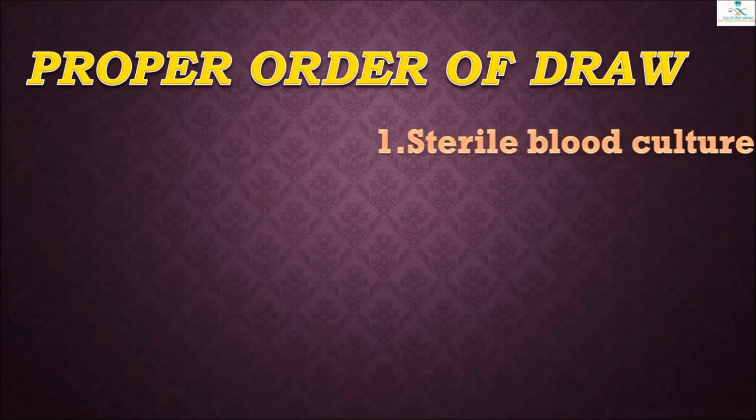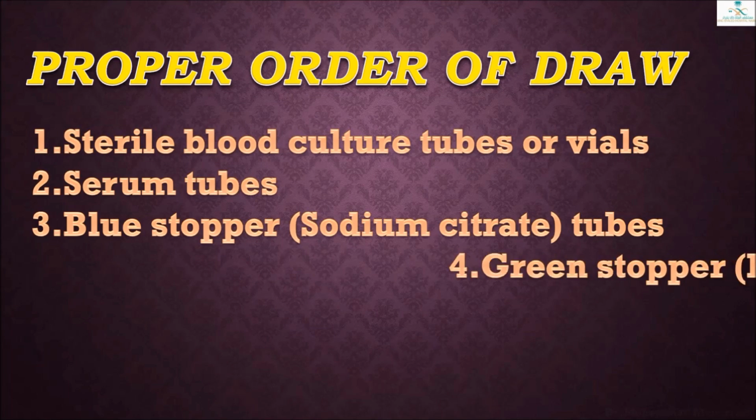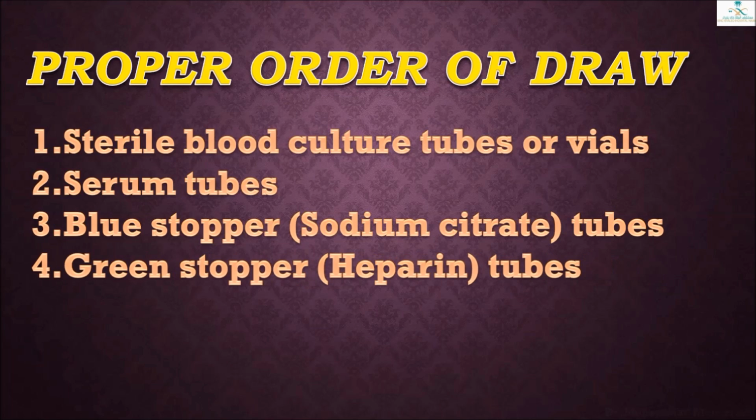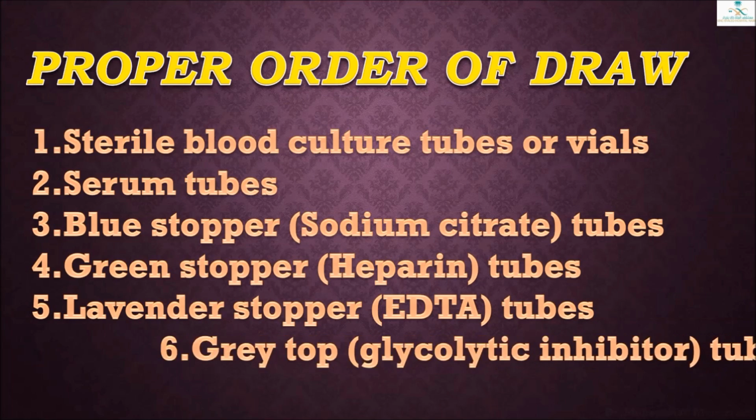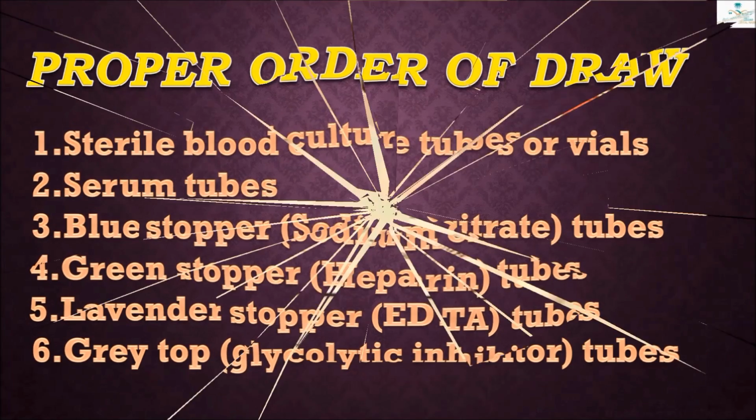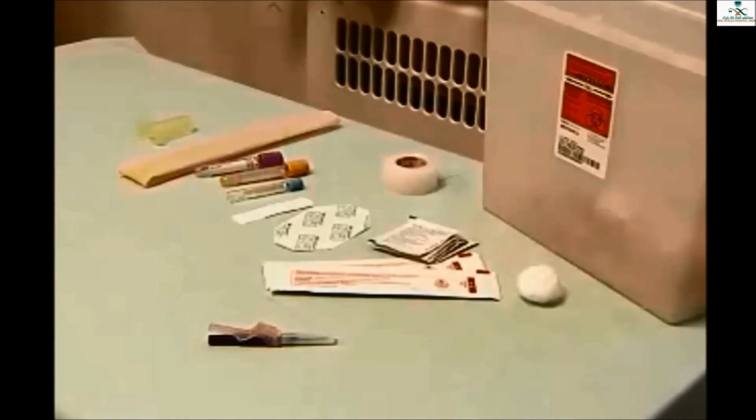Order of draw. First start with sterile blood culture tubes or vials, serum tubes, then blue stopper tubes, then green stopper tubes, then lavender stopper tubes, and lastly gray top tubes. The next video summarizes safe and proper sample withdrawal. Here are the requirements.